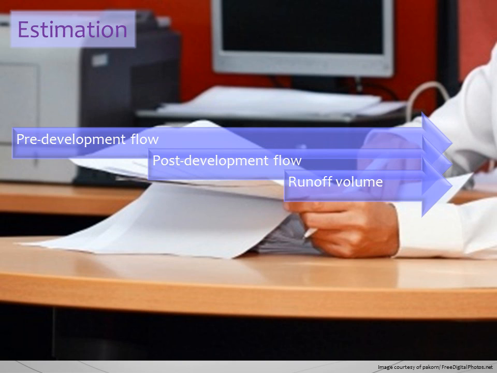The final piece of information required will be the volume of water that will run off from the site during the rainfall event. This will be determined by the runoff flow rate and the duration of the storm. This is needed to correctly size the SuDS device.